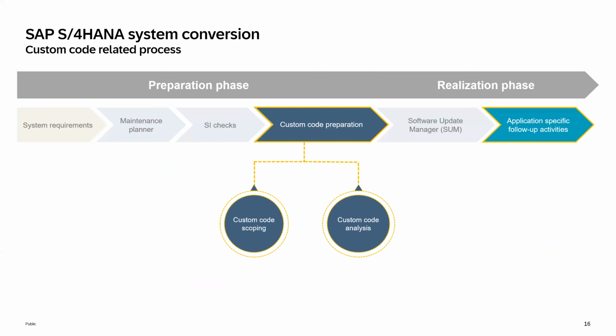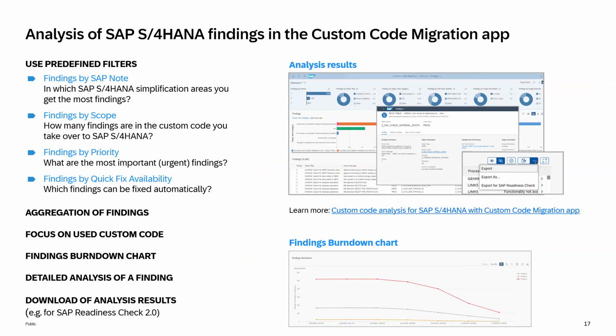After the custom code scoping, the custom code analysis gets executed on your ERP system by the custom code migration app in the ideal case, and the S/4HANA readiness checks get executed over your custom code. There you will get the analysis results, showing which findings you need to take care of after the system conversion. And you can use different filters in order to group the findings.